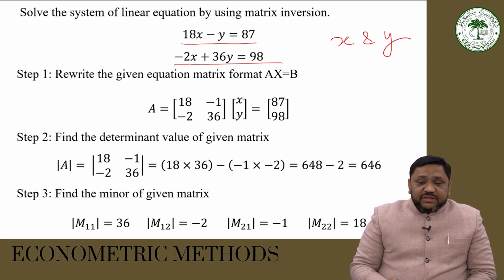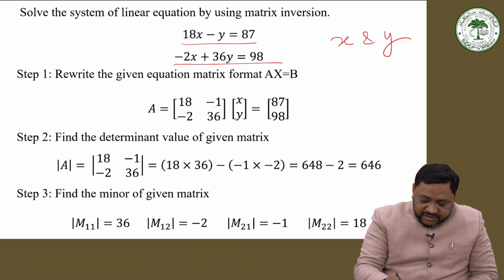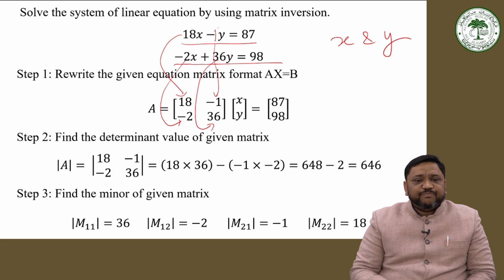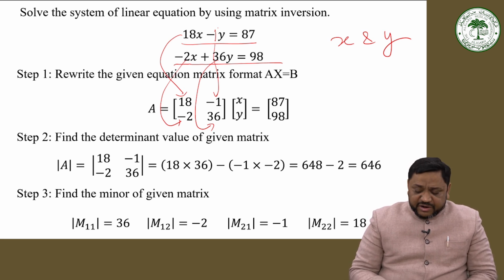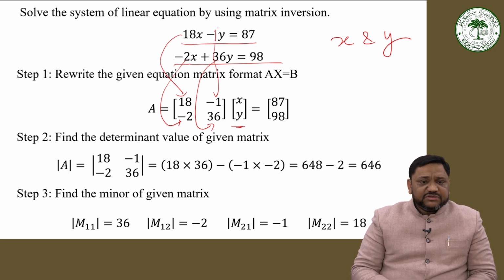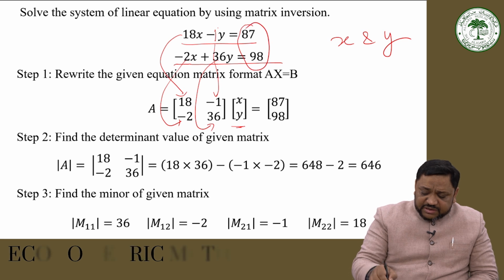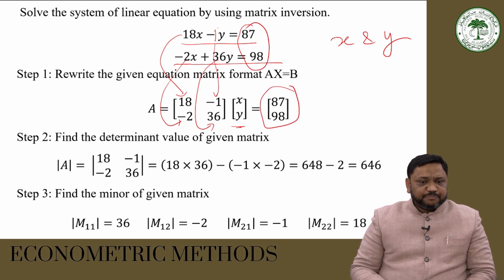We can write it in the format of a matrix, as we have seen with the three matrices. We take the 18 over here, minus 1 over here, minus 2 over here, and 36 over here. We have made a 2 by 2 matrix. The two unknown variables are written like this, x and y, and the result, the right hand side values, are written like this.